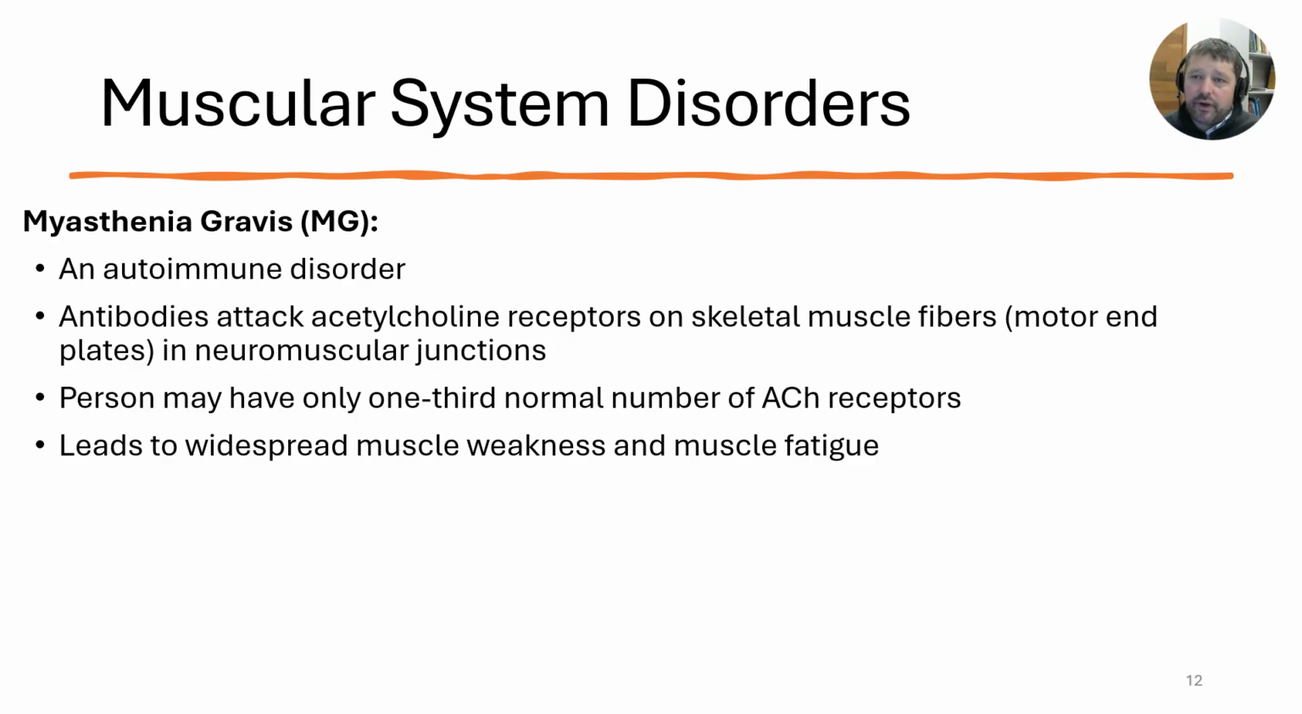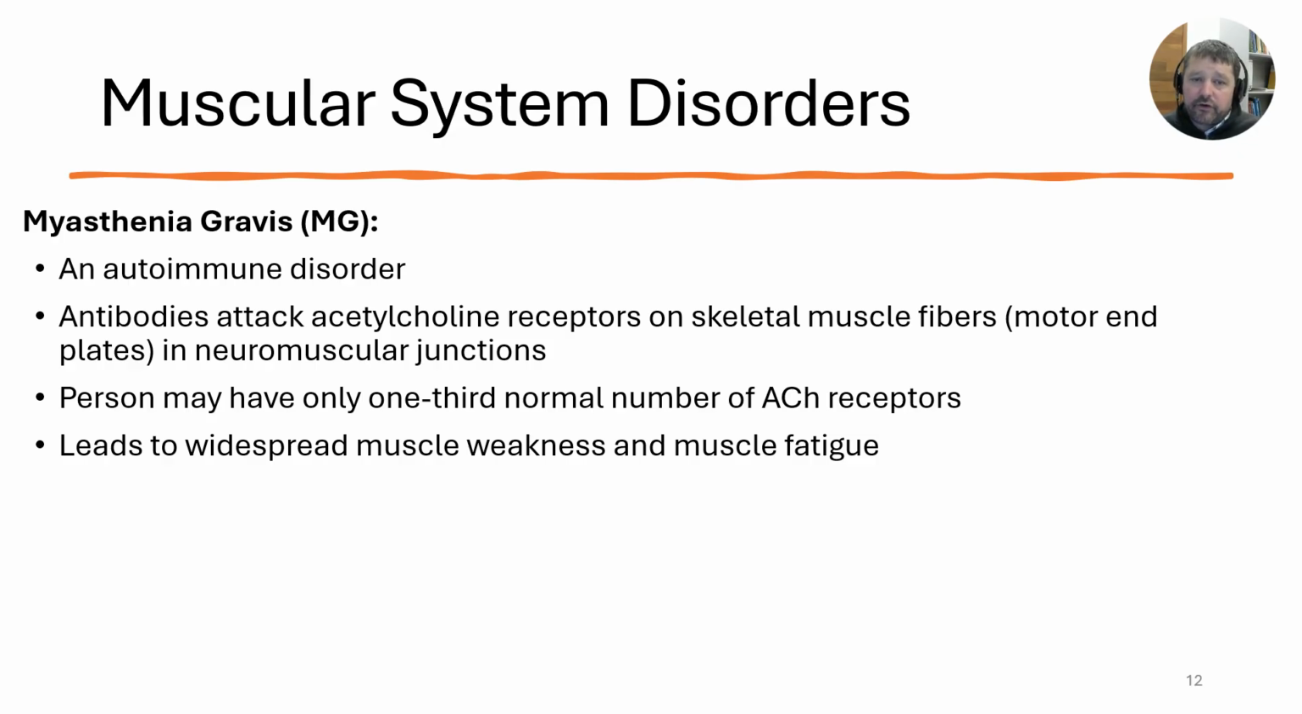related to antibodies that are produced by an individual. Their white blood cells are producing antibodies that attack acetylcholine receptors on the motor plate. Those receptors are supposed to interact with acetylcholine and change the membrane composition so sodium and potassium can move across, but those receptors are getting destroyed.